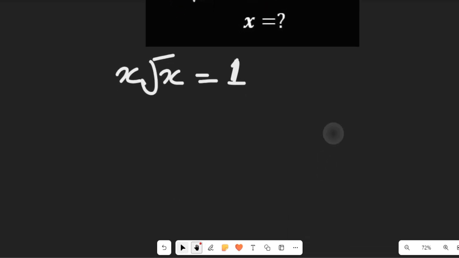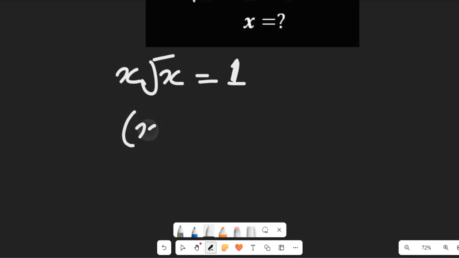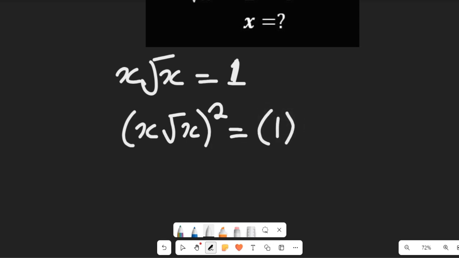From here, I'm going to take the square of both sides. If I take the square of both sides, I'm going to have x root x all squared, and this will be equal to 1 squared, right? So why do I have to take the square of both sides?